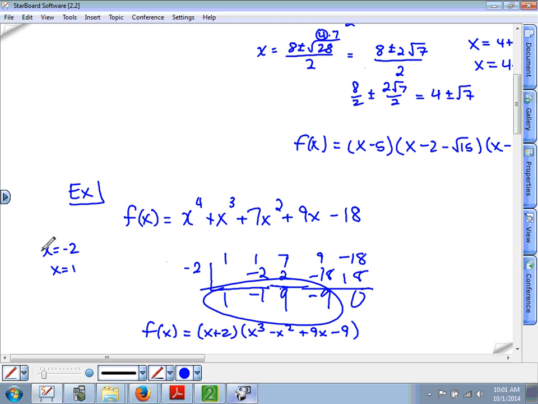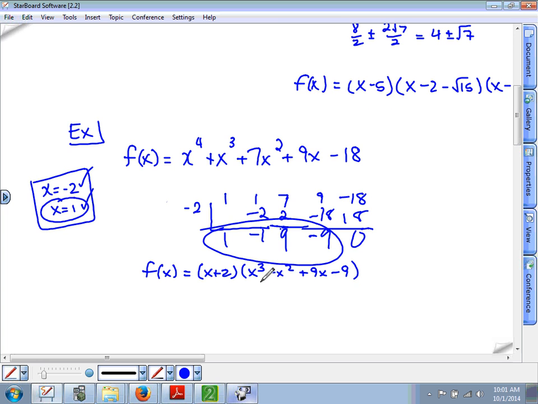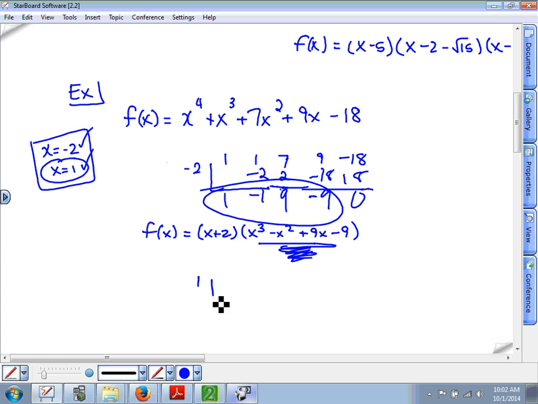Do you notice how I wrote both of these numbers over here? Didn't the -2 work and the 1 work? So what we're going to do now is take the x equals 1 and do the synthetic division on the smaller polynomial. We don't have to do synthetic division on the original one anymore, just the smaller one. So now you use this as the equation for synthetic division. So I'm going to take the number 1 and do synthetic division on this smaller polynomial, 1, -1, 9, -9.